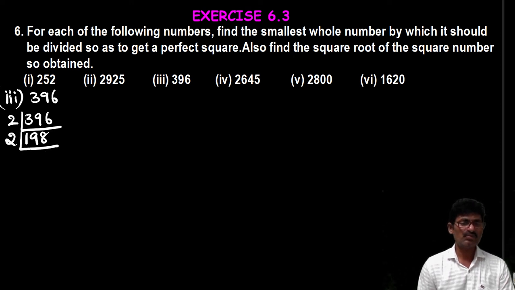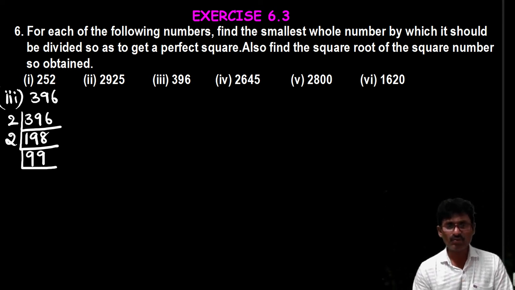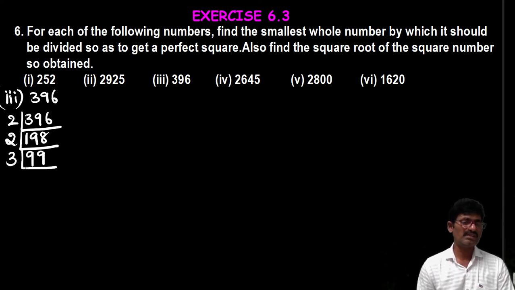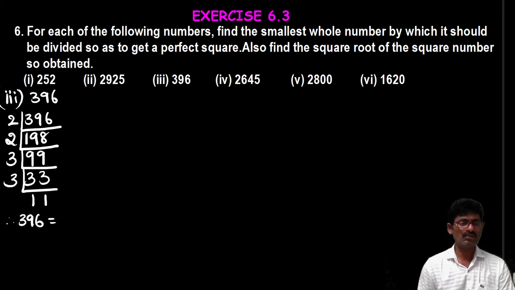Let us do again with 2. 2 times 9 is 18. Again 2 times 9 is 18. 99 is not divisible by 2. So let us do with 3. 3 times 3 and 3 times 3. Then again with 3. 3 times 1 and 3 times 1. So therefore 396 equal to 2 times 2 times 3 times 3 times 11.